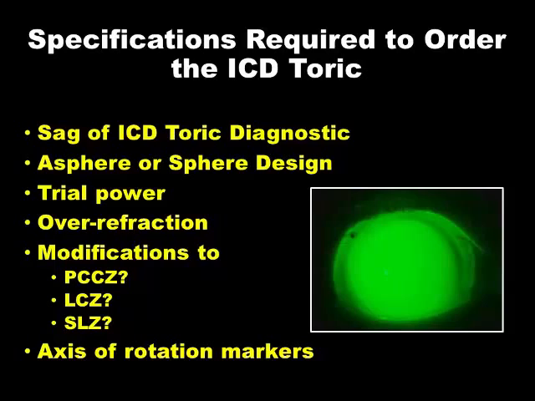The one thing that you might consider is you just need to add where these rotation markers are aligning when the lens finds its point of settling. Otherwise, you need to know, is it the sphere or the aspheric ICD toric? Is it the limbal clearance zone that needs to be modified at all? So all the things you look at in the symmetrical 14.5 and 16.5 ICD you look at in the toric, with the addition of the axis of the rotation markers.